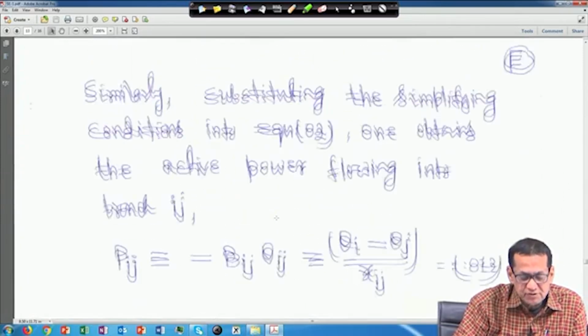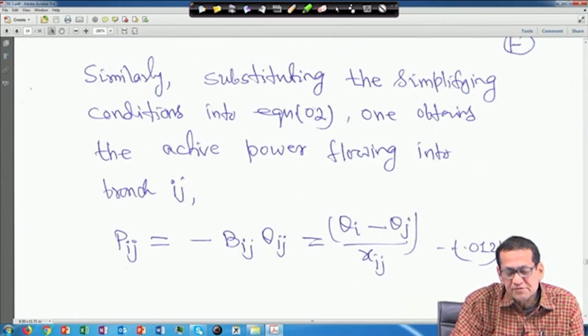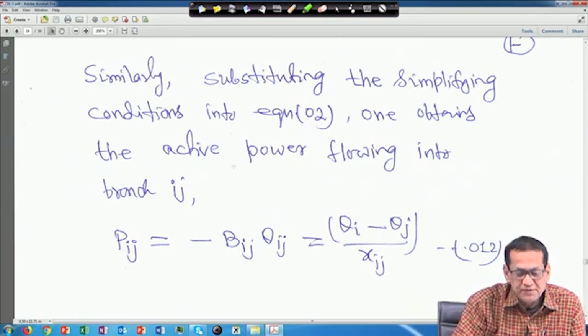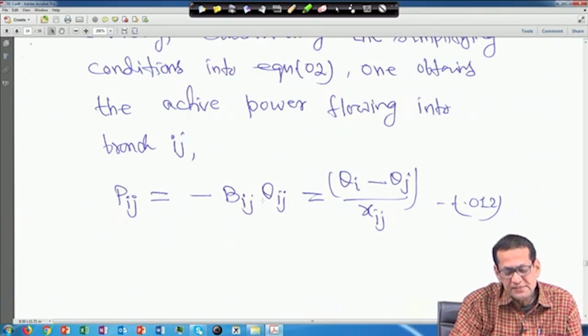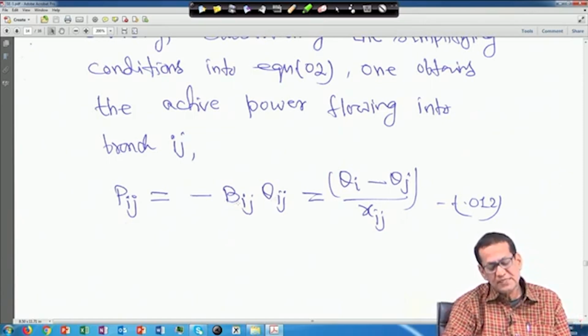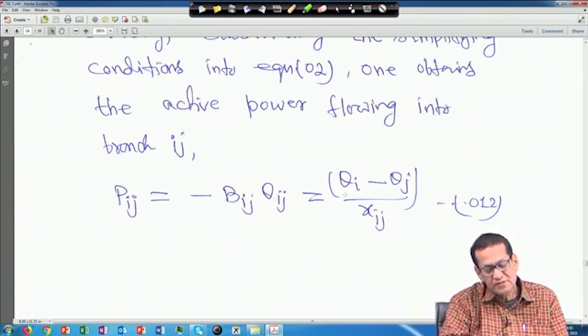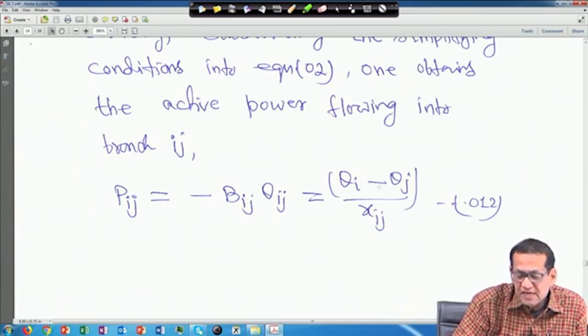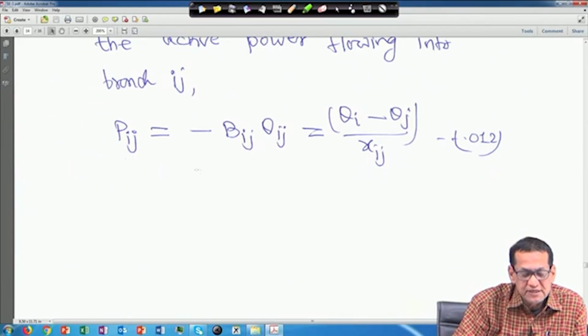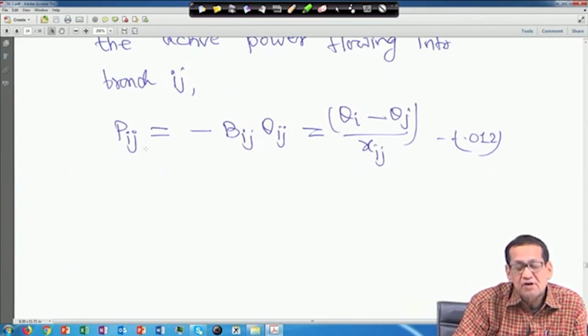If it is so, then similarly substituting the simplifying condition into equation 2, one obtains the active power flowing into branch P ij, which is nothing but minus B ij theta ij. Minus B ij is 1 upon x ij. So, the power flow from branch to branch is theta i minus theta j upon x ij. This is actually your computation of DC power flow.